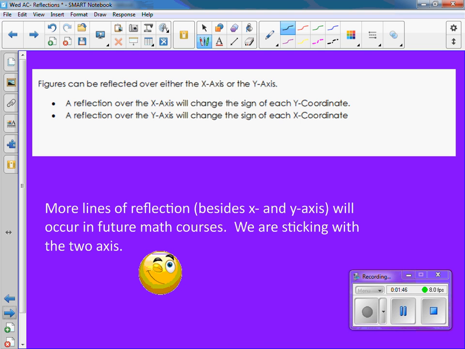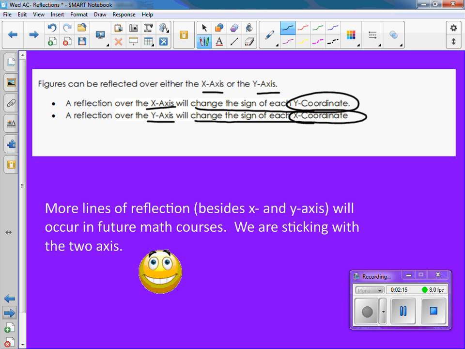Most of what we're going to be dealing with is when we're reflecting on a coordinate grid, and they can be reflected over either the x or the y axis. Eventually, you will be doing other lines of reflection in other math courses, but for us, we're just doing x and y. So a reflection over the x-axis will change the sign of the y-coordinate. I know that seems a little bit backwards, but we'll show you why in a minute. The y-axis will change the sign of the x-coordinate. So with a reflection, it's important to remember that it's actually the opposite of what you think should happen. Just like when you look in the mirror, it's not exactly you, but that reflection, you've been flipped.